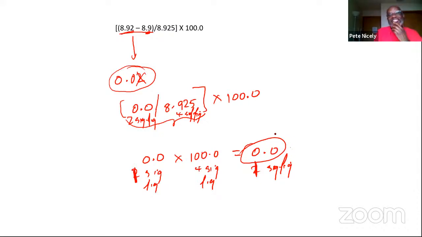0.0 is 1 sig fig because you need to indicate that significant figure here. The 0 here would not be significant. So this 0 here is not significant. So it's still 0.0. That's the correct answer. All right. Any questions about that one?